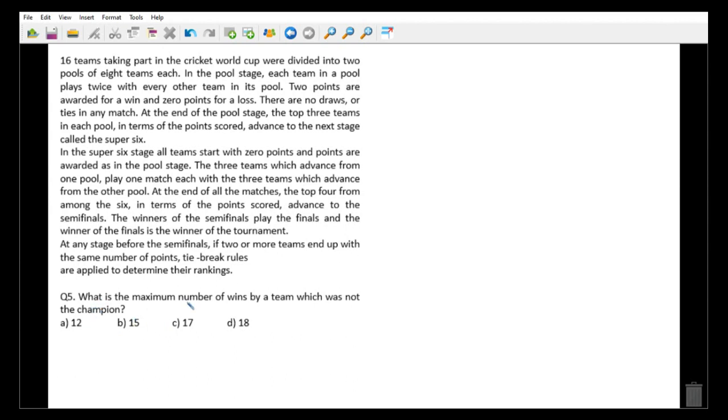The next question is, what is the maximum number of wins by a team which was not the champion? So again, we are going to use the same case which we had taken up. So the team with the maximum wins will have the maximum points. That is, in the pool stage, this team would have 28 points. That means it will have 14 wins, right? Then, in case of Super 6, again I can say it can win a maximum of 3 matches. So it will have 3 wins over here in case of Super 6.